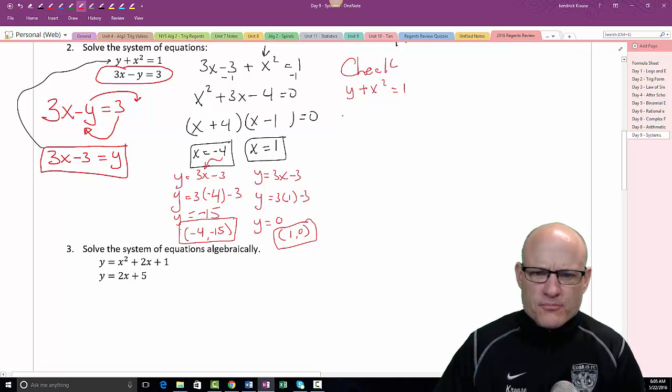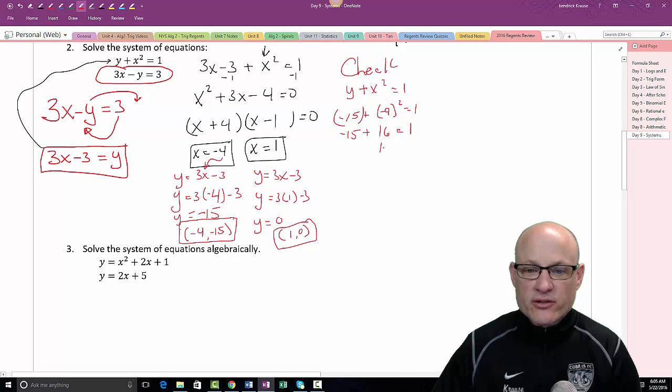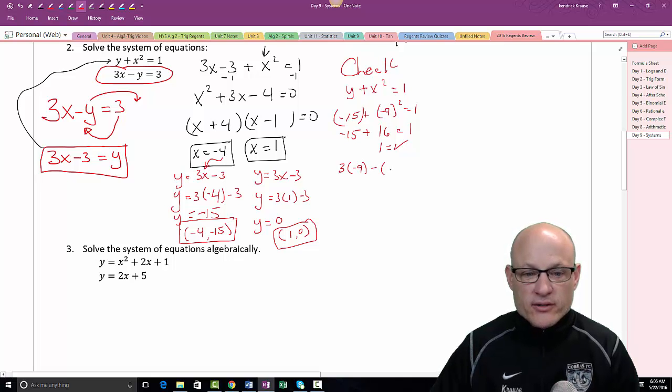Let's try this weird one. Negative 15 plus negative 4 squared equals 1. This is negative 15, should have put that in parentheses, plus 16 equals 1. Negative 15 plus 16 is in fact 1. 1 equals 1. Check it in the other equation. 3 times x, which is 3 times negative 4. Look at that, every time I make a 4. Minus negative 15. Notice I use parentheses. Equals 3. So this is negative 12 plus 15 equals 3. 3 equals 3.